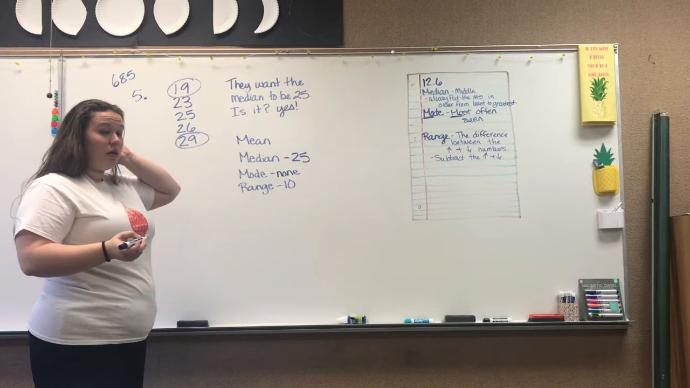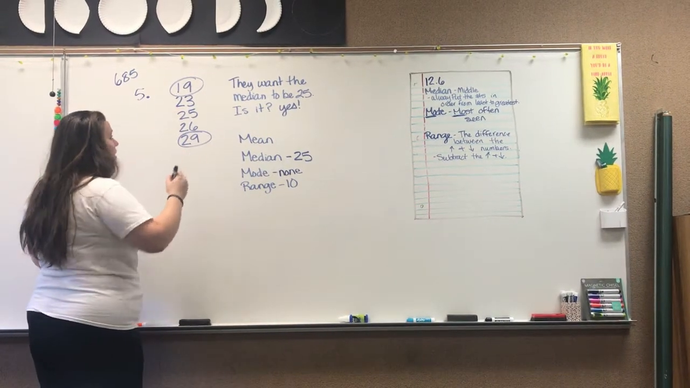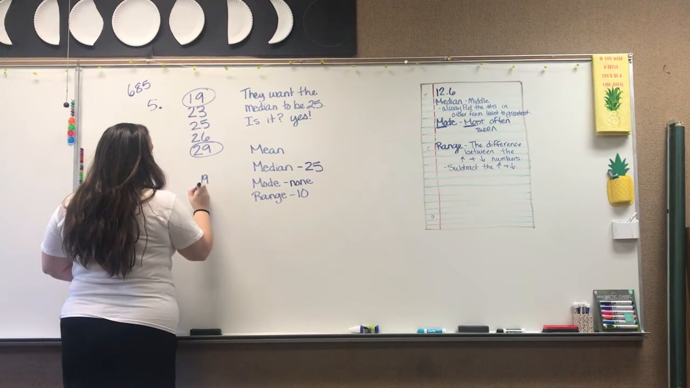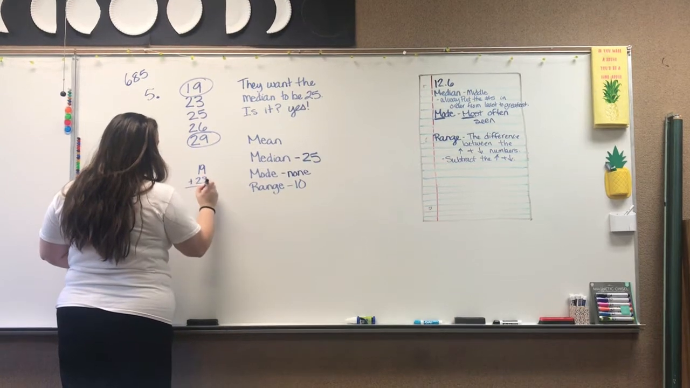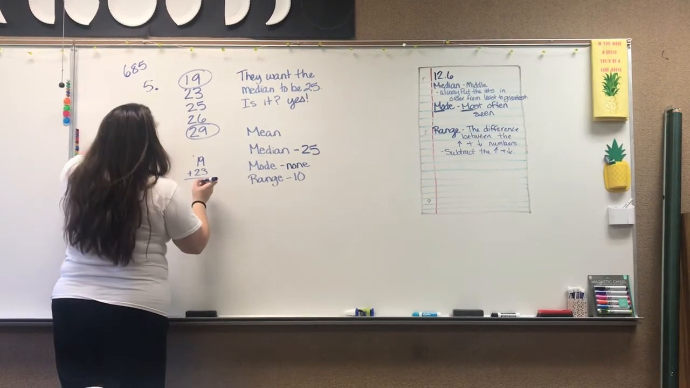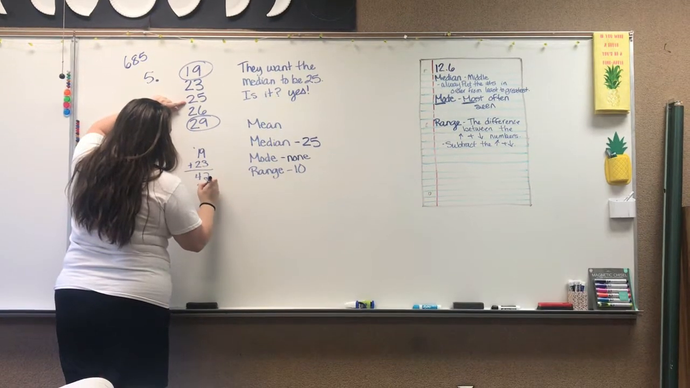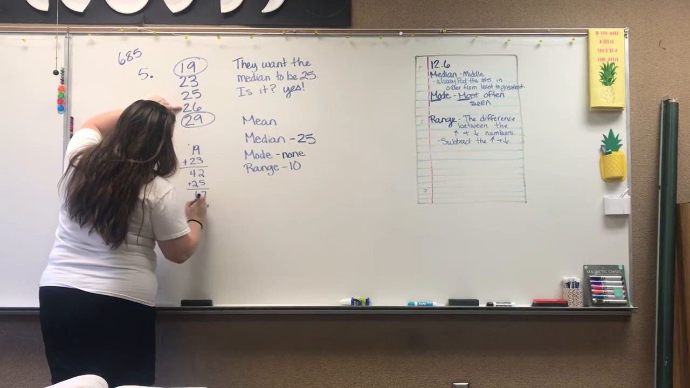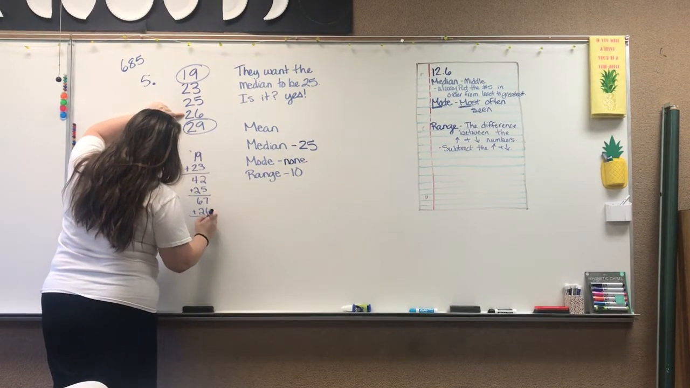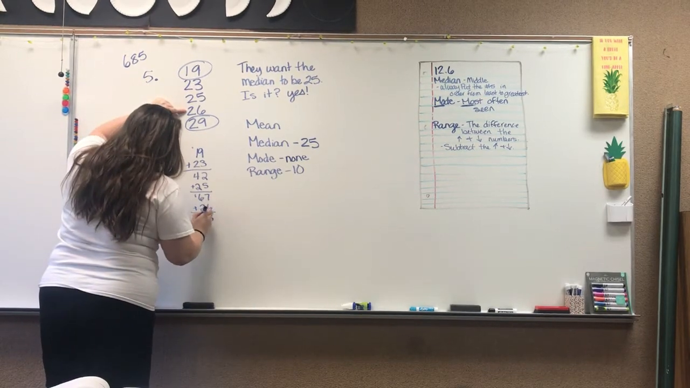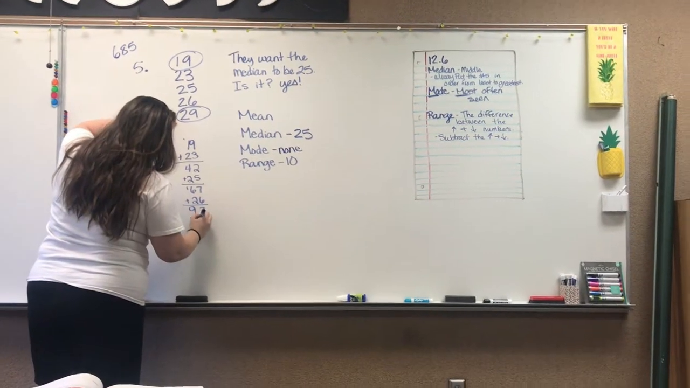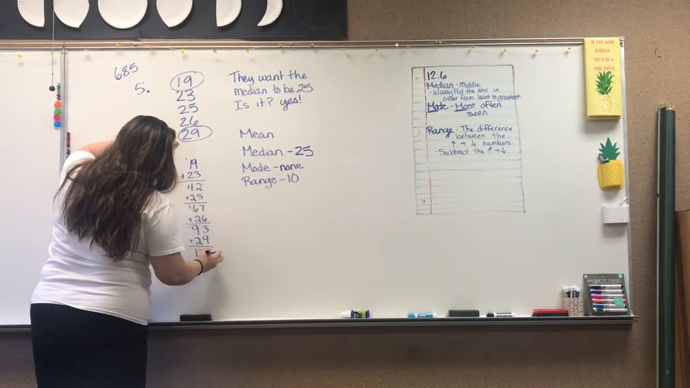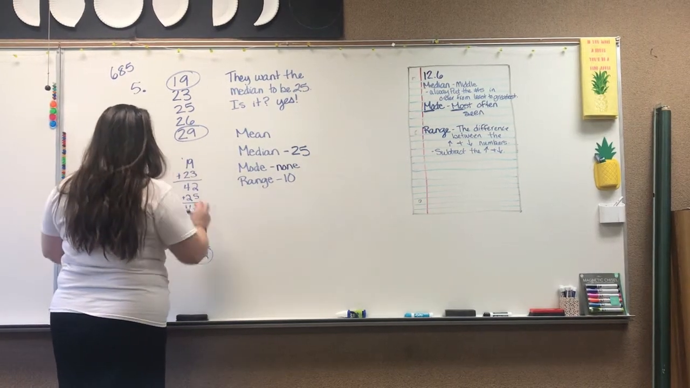The mean is the hardest one. Okay, you have to add up all these numbers and then you have to divide by the observations. So 19 plus 23. I got those two. Now I need to add 25. 26. I need to add 29. I got a total of 122. Am I finished?